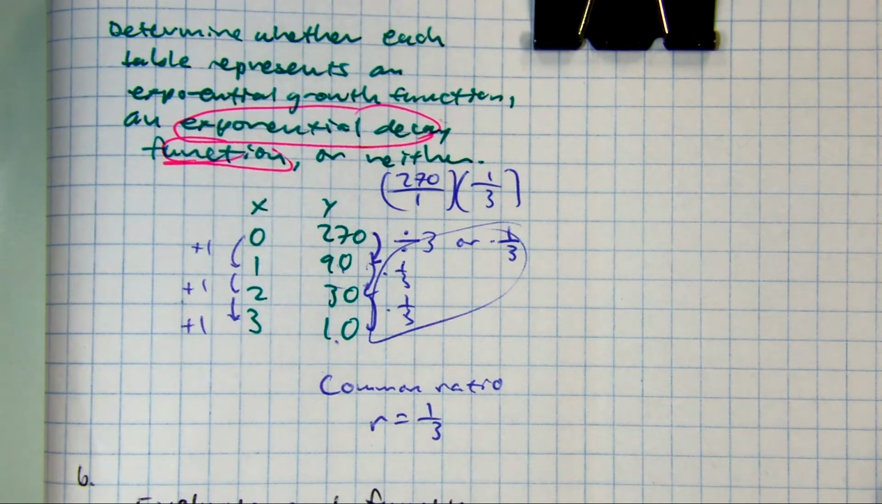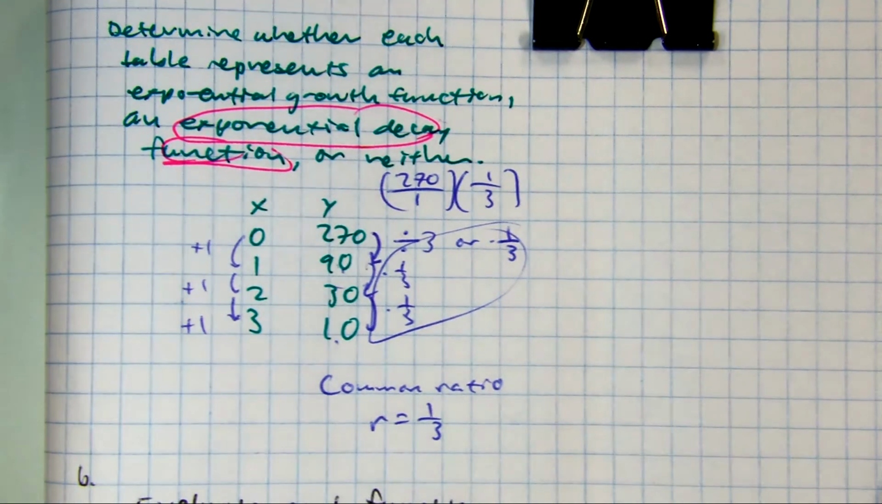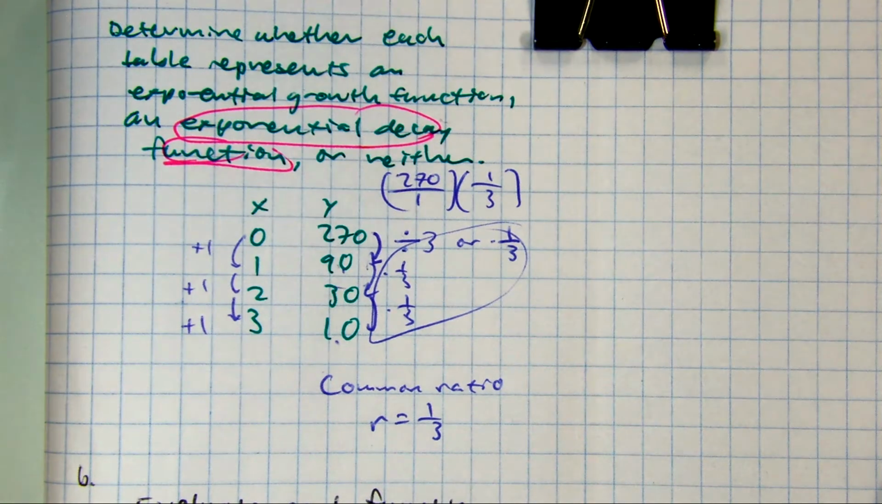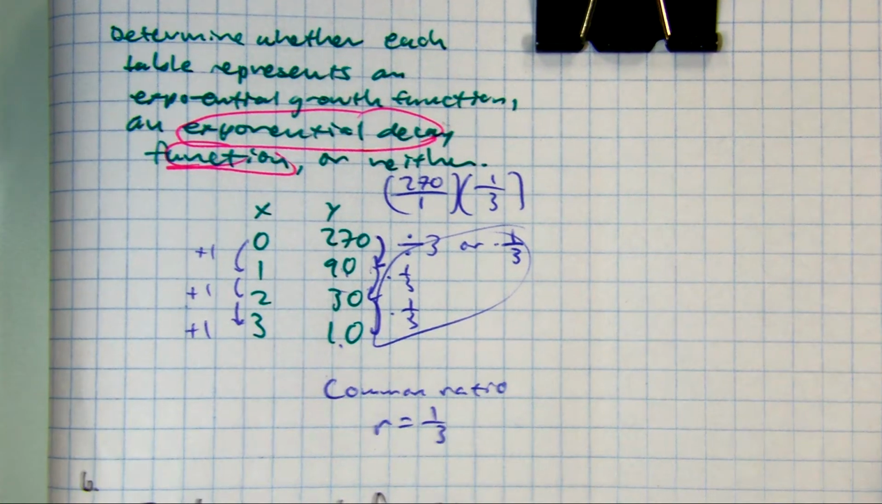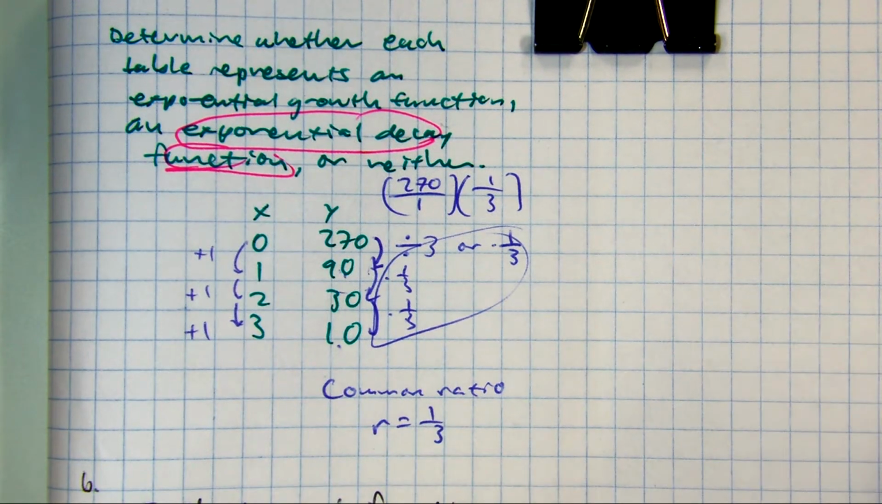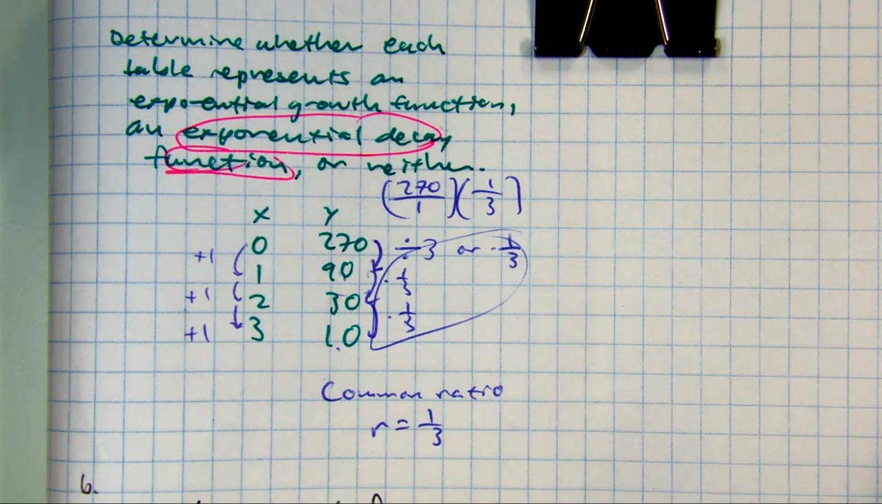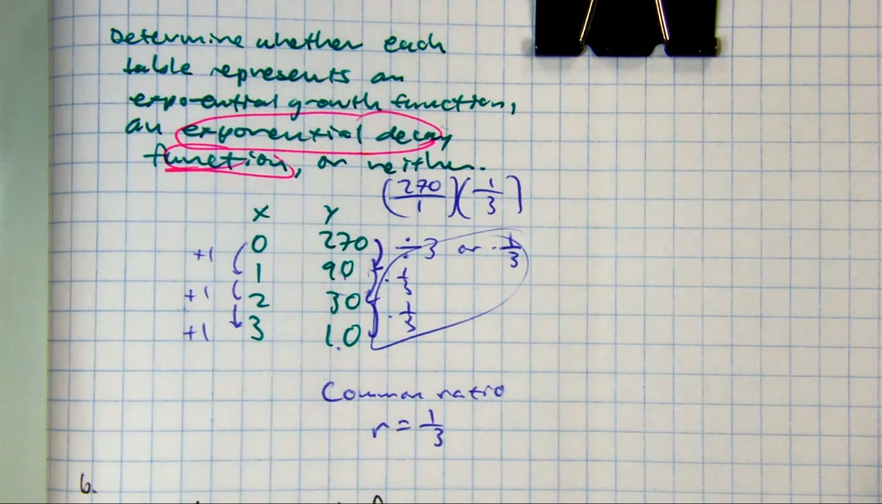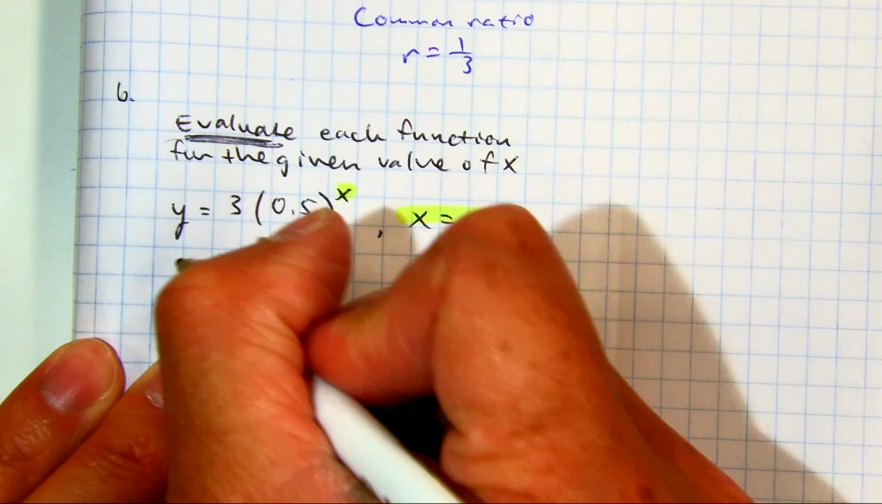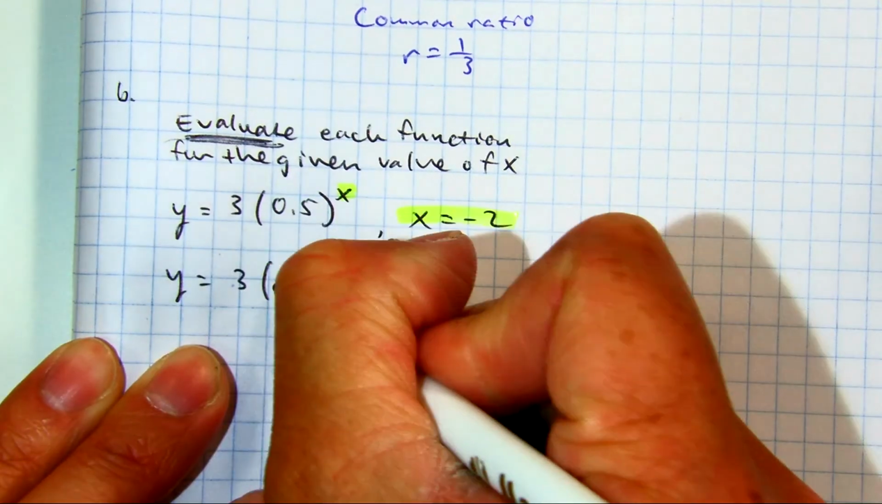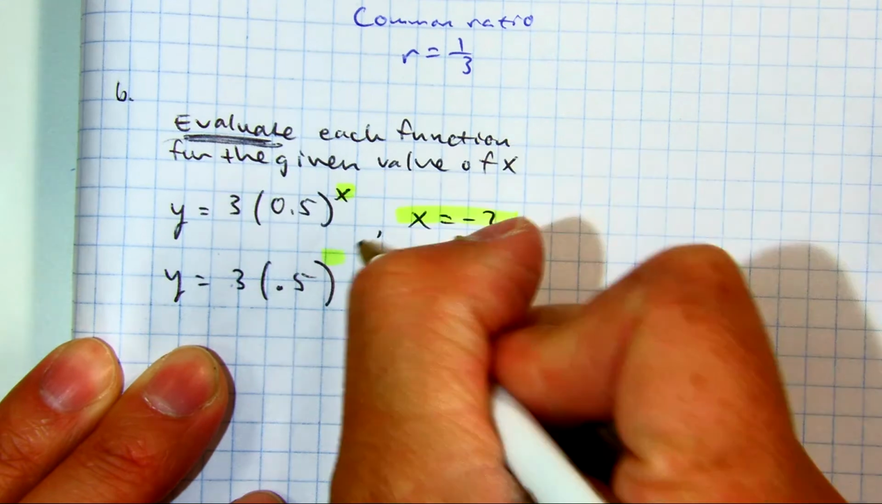Alright, for B, it tells us to evaluate each function for the given value of x. So if you didn't know, evaluate just means replace, substitute, right? So I'm going to take x equals negative 2, and I'm going to put it in there for my x value. Or some students like to call it plug and chug. So y equals 3 times 0.5 to the negative 2 power.